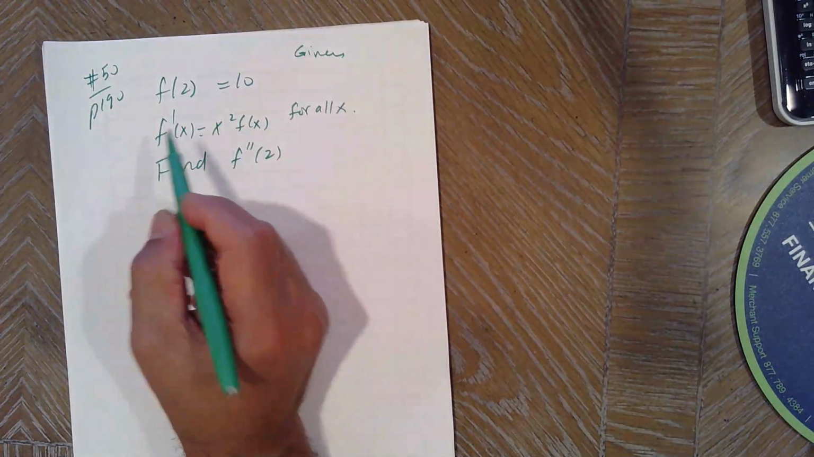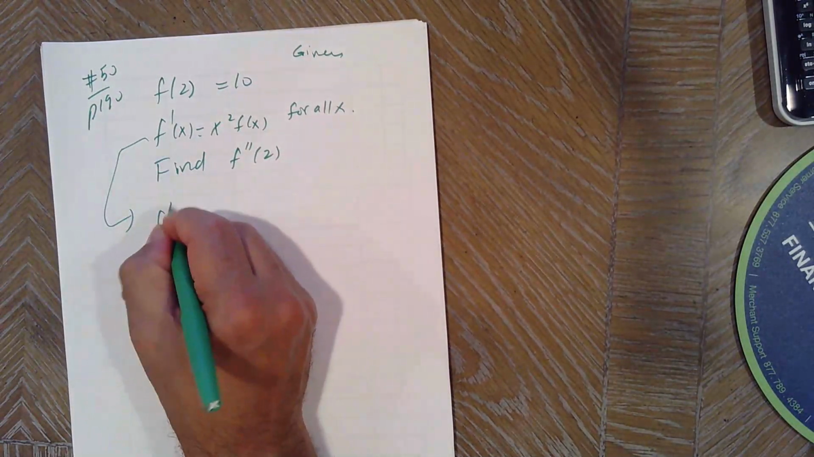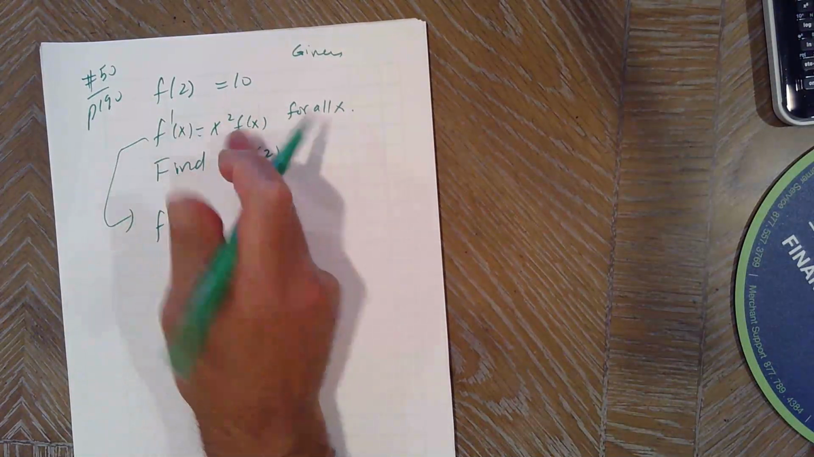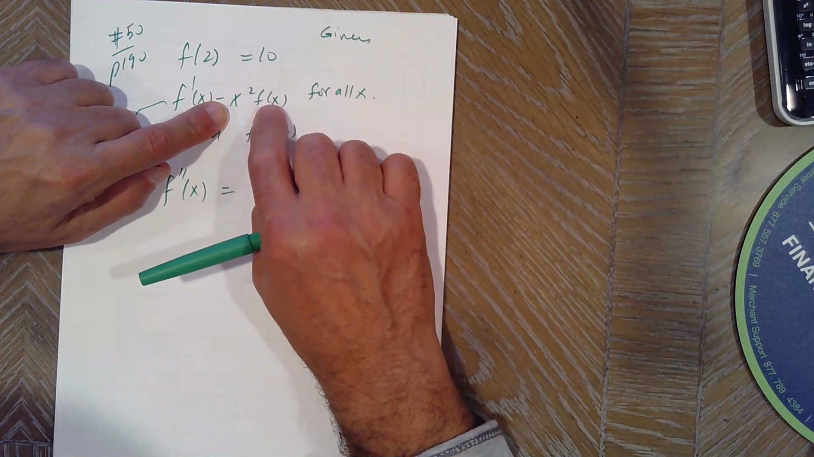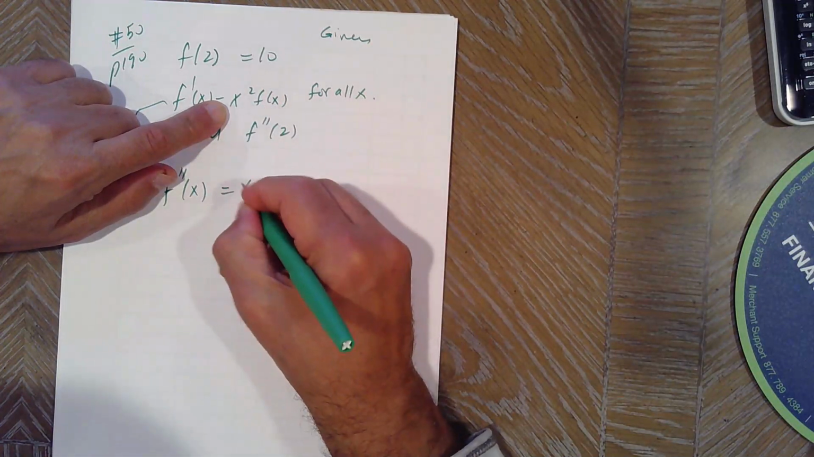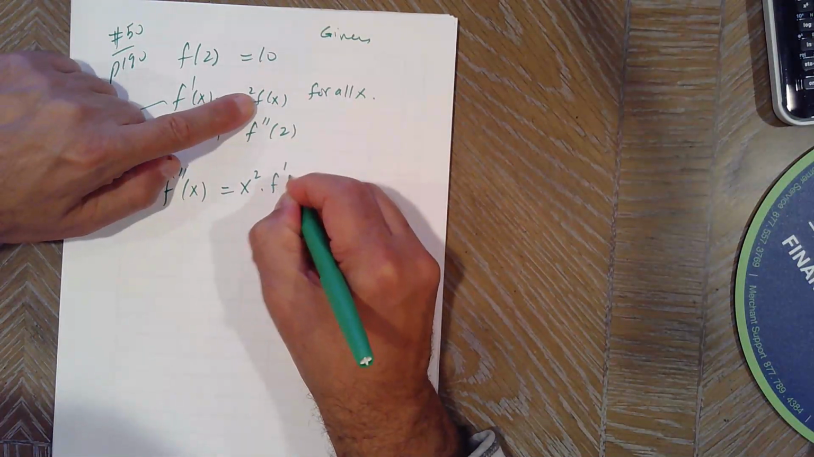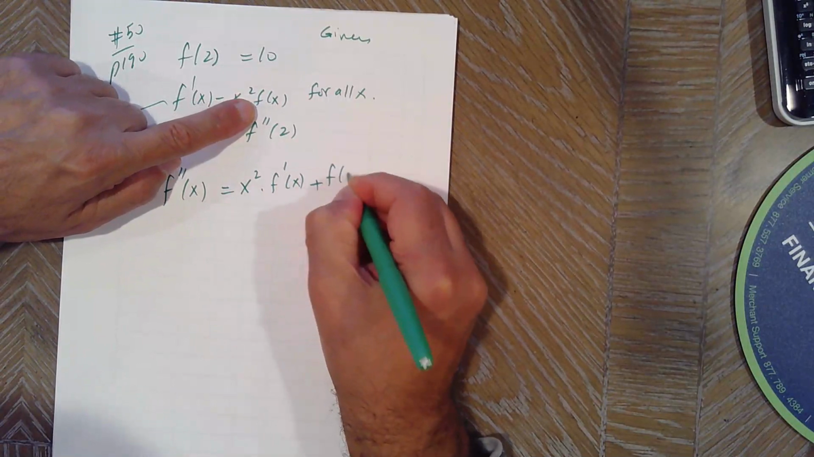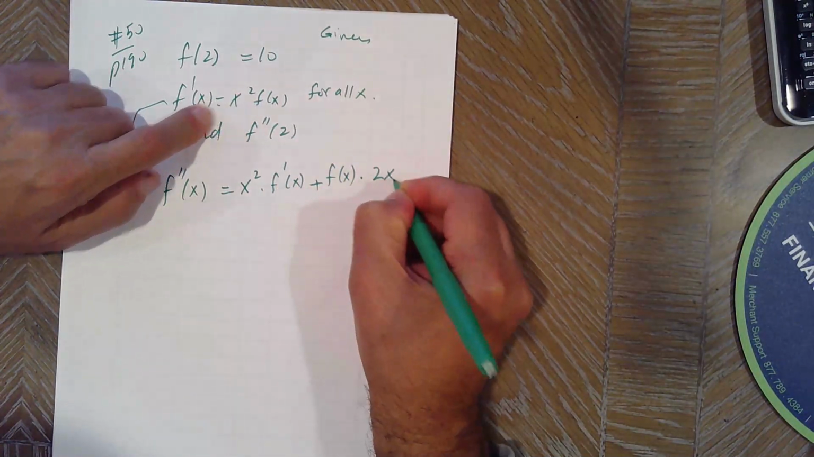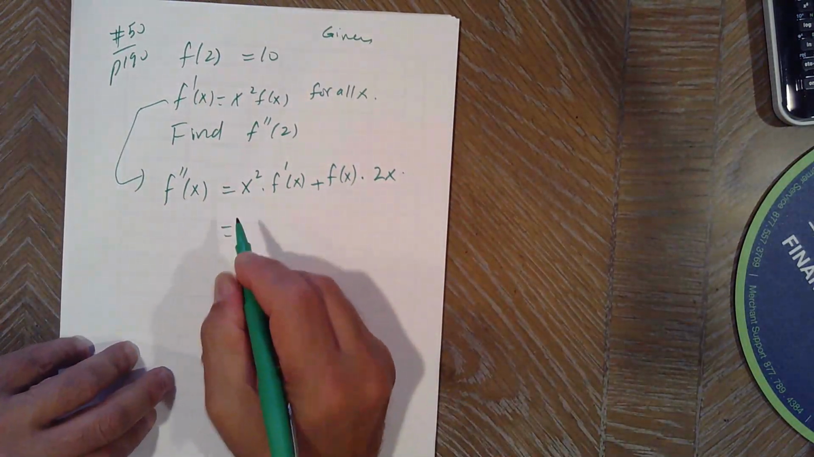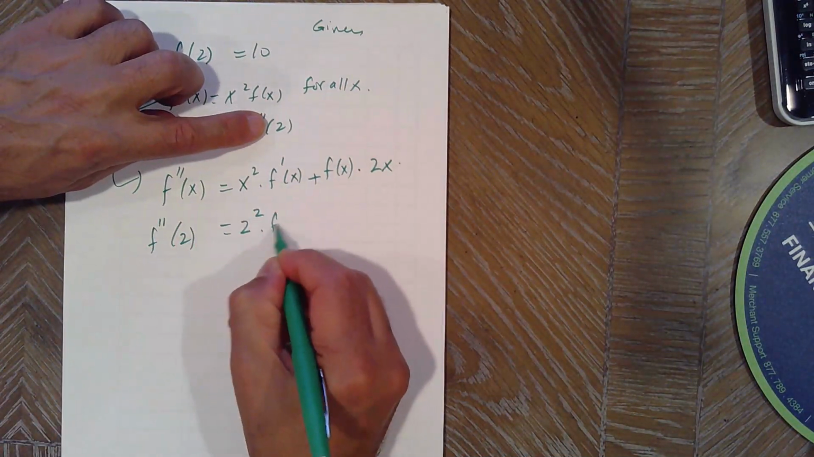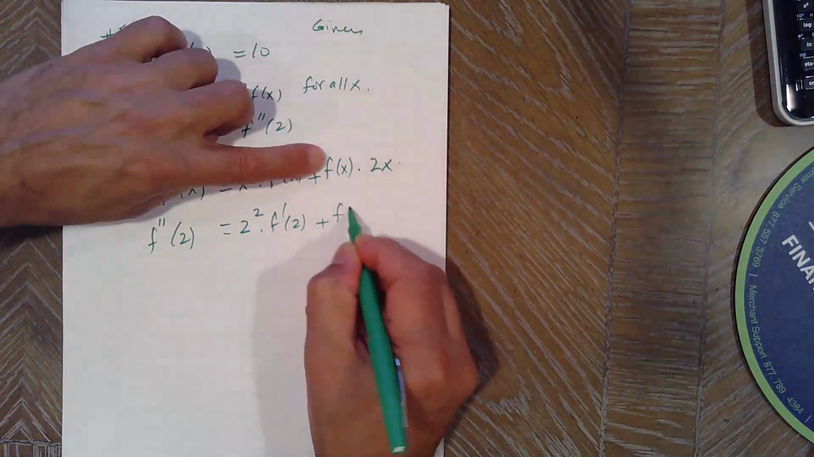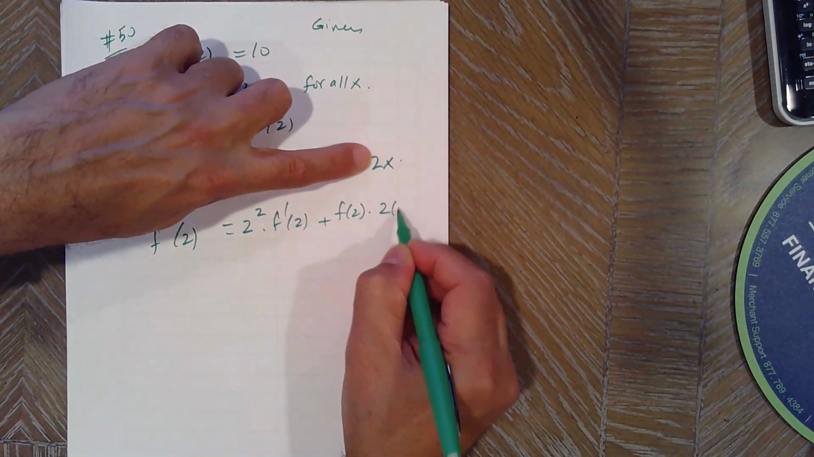Well, we already have the first derivative, so to find the second derivative, we find the derivative of the first derivative. Product rule again, x squared is a function of x, f of x is a function of x, so we fix x squared, derivative of this, plus fix f of x, derivative of x squared, which is 2x. So if we want to find f double prime at 2, we plug the 2 in there: 4 times f prime at 2, plus f of 2 times 2 times 2.